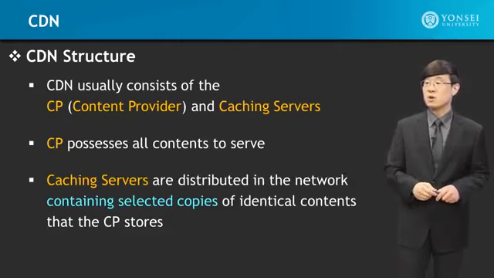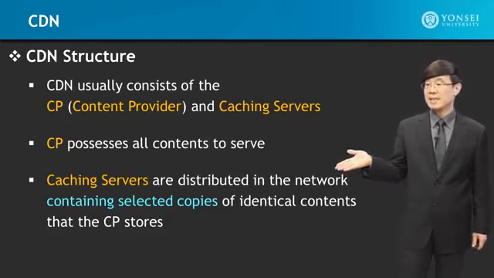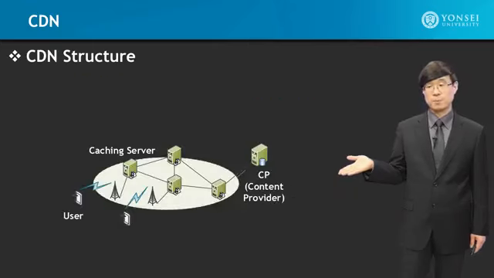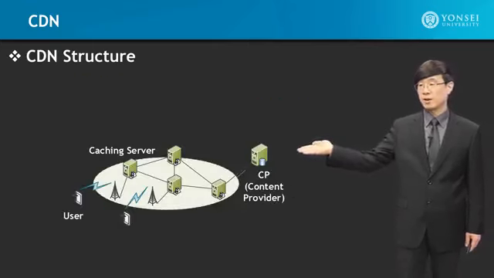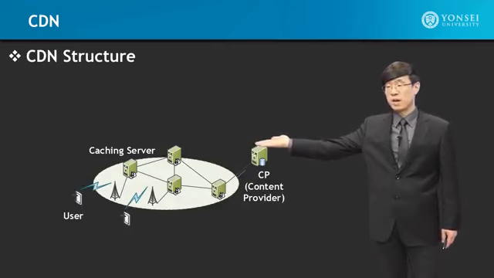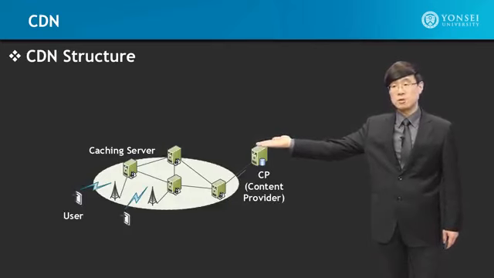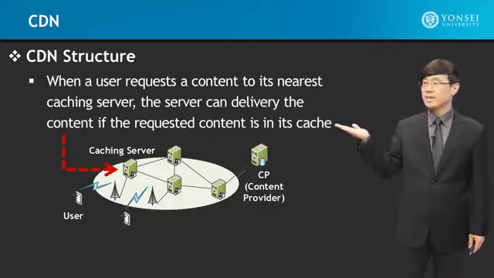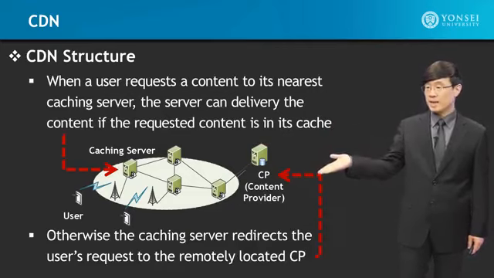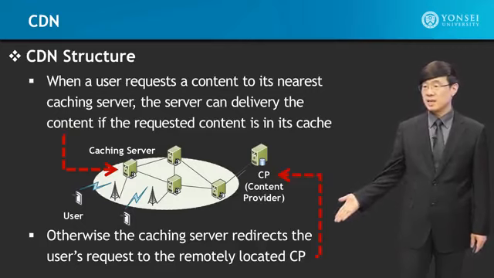The caching servers are distributed in the network, containing selected copies of identical contents that the CP stores. Then you will see the content provider and the caching servers over there, which are closer to the user. When a user requests a content to its nearest caching server, the server can deliver the content if the requested content is in its cache. Otherwise, the caching server redirects the user's request to the remotely located CP.